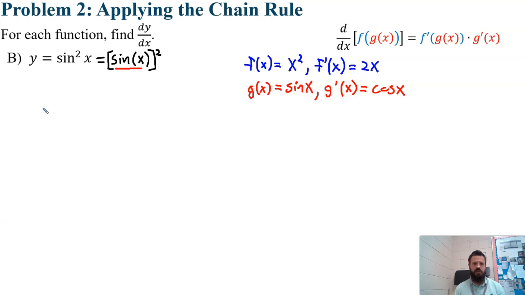All right, so let's go ahead and start figuring out what y prime is. We want the derivative of the outer function first, the derivative of the f. That's going to be our 2x. And again, I'm going to write that as 2 with parentheses instead of the x, because I'm going to fill into that my normal g of x, which is my sine x. Then times the derivative of the inner function, the g of x, which is my cosine x.